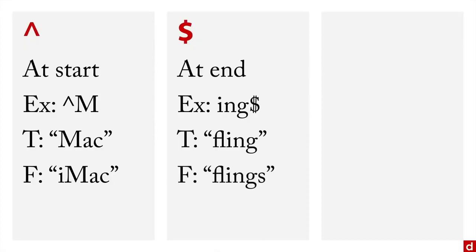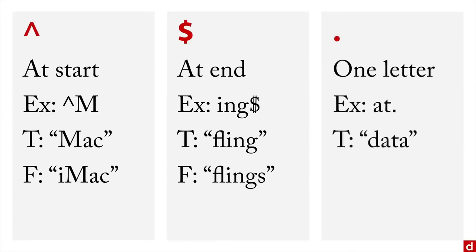And then the dot, the period, simply means we're looking for one letter, and it can be anything. So for example, you can write AT period, and that will find data because it has an A, a T, and then one letter after it. But it won't find flat because flat doesn't have anything after the AT. And so these are extremely simple examples of how it can work. Obviously it gets more complicated, and the real power is when you start combining these bits and elements.